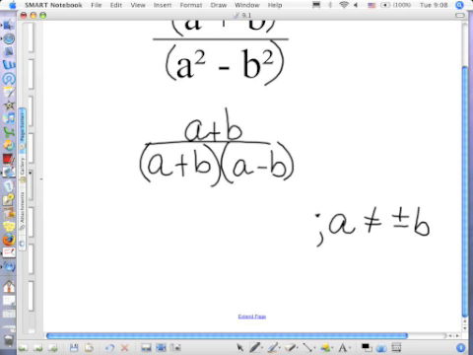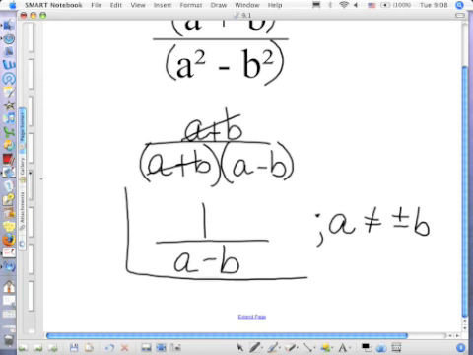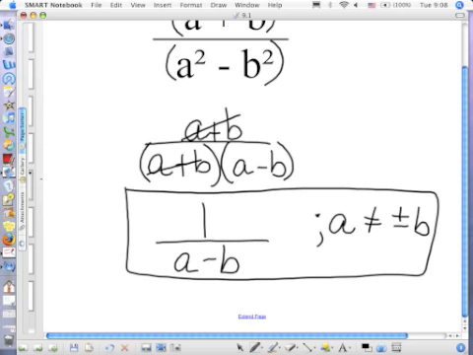Okay, what can cancel? A plus b and a plus b. Now, if everything in the numerator cancels, what's left in the numerator? A 1. It does not magically become a whole number. Just like 2/4 reduces to 1/2, it doesn't reduce to 2. There's a 1 left in the numerator and a minus b in the denominator.